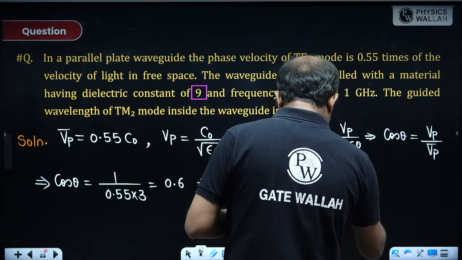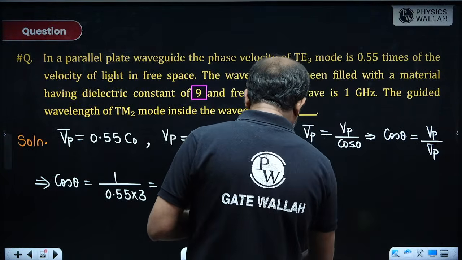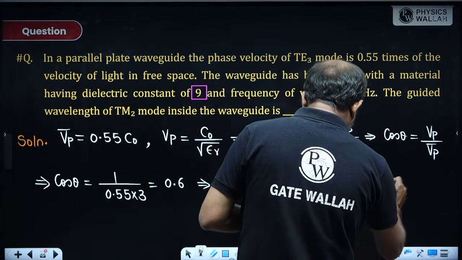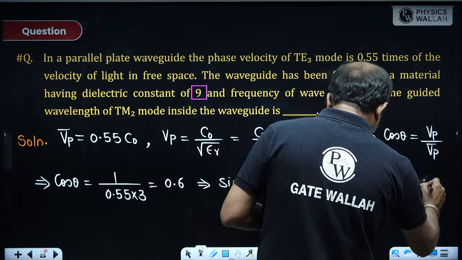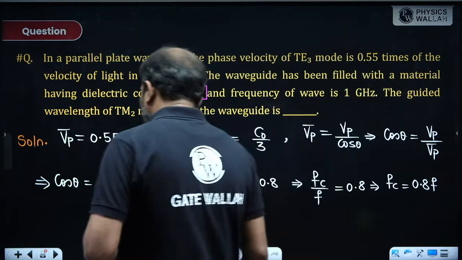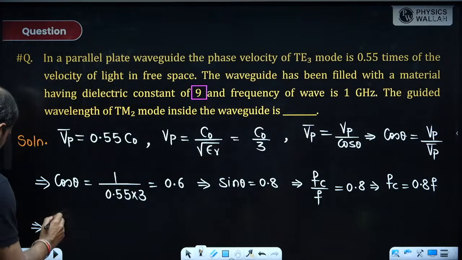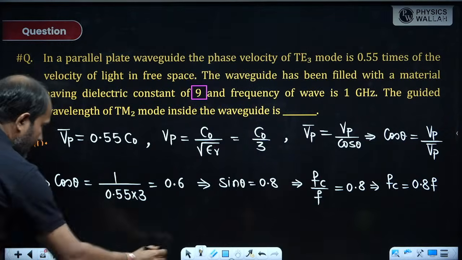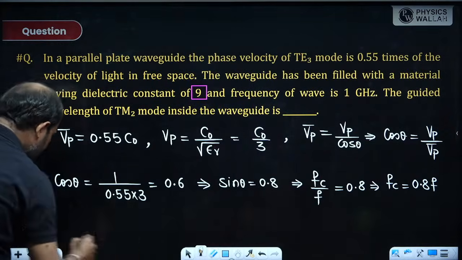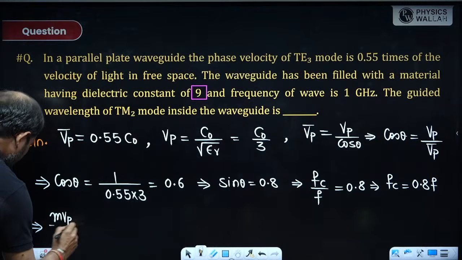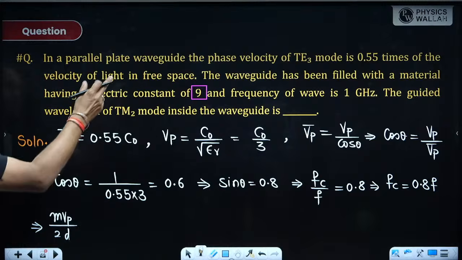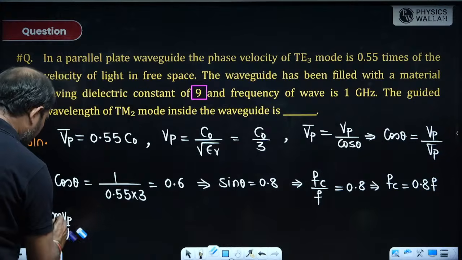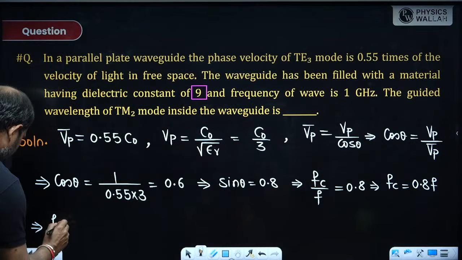So FC is equal to F into sin theta. Sin theta is equal to FC upon F. So FC is equal to 0.8 into F. FC is equal to how much? FC is equal to M Vp by 2D. M is 3. So 3 Vp by 2D. FC is equal to M Vp by 2D.